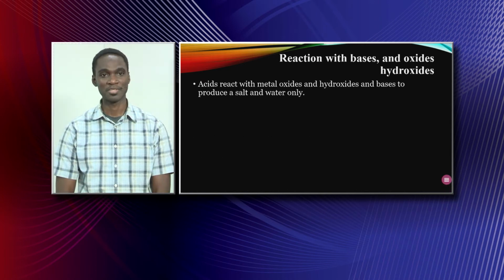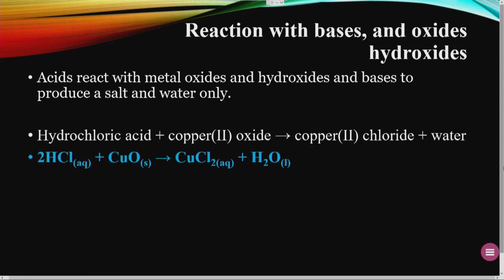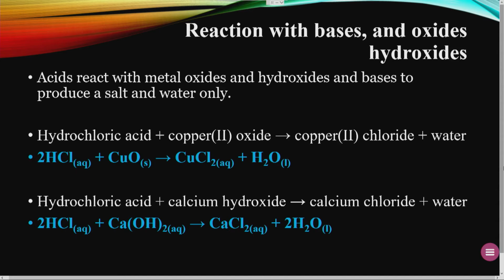Once again, acids react with metal oxides and hydroxides and bases to produce a salt and water only. Let's go to the reaction with hydrochloric acid and copper(II) oxide to give us copper(II) chloride plus water. Note that HCl plus CuO give us CuCl2 and water. Hydrochloric acid and calcium hydroxide would give us calcium chloride, which is the salt, plus water. For the symbol equation, we would have HCl plus Ca(OH)2 to give us CaCl2 plus H2O.